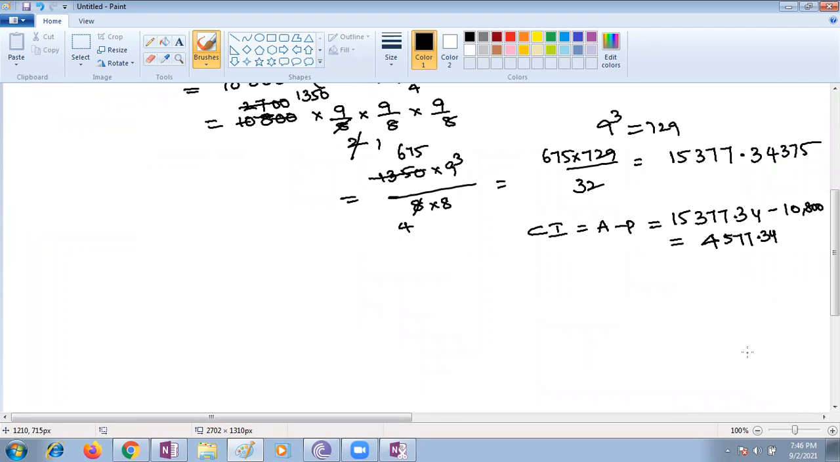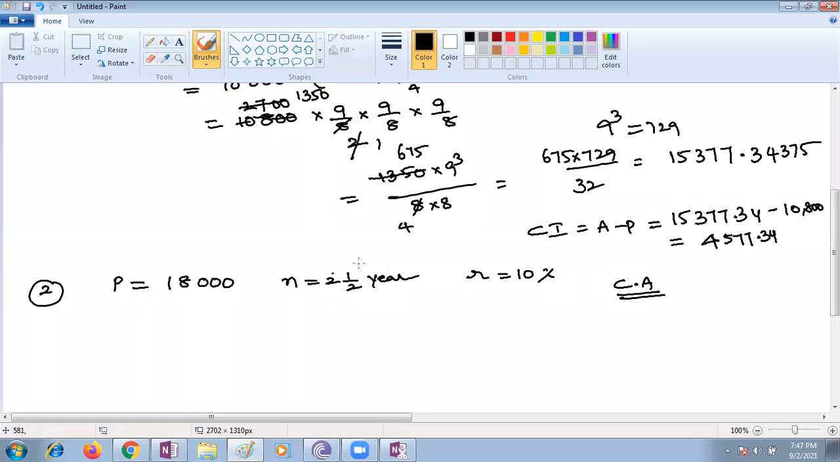Second question, the given part: principal is given as 18,000, time n equal to 2.5 years is given. So first we have to calculate for 2 years. Rate of interest is given as 10%. The keyword in your question is compounded annually. But here you have 2.5 years, so first you have to calculate only for 2 years. Calculate compound interest for 2 years, and then for the half year we will go with simple interest.